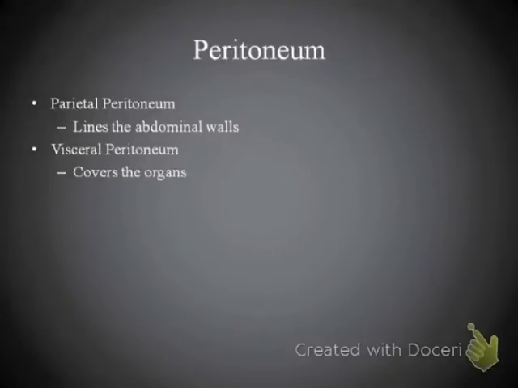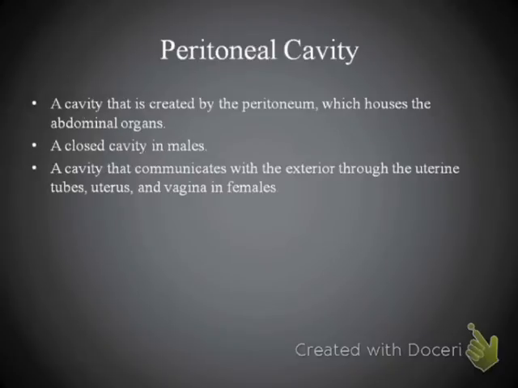And so let's discuss the peritoneum once again. As we saw, we have the parietal peritoneum and the visceral peritoneum. Much like the way the parietal and visceral pleura are with the lungs, the parietal peritoneum lines the abdominal walls, whereas the visceral peritoneum covers the organs. The peritoneal cavity is a cavity that is created by the peritoneum, which houses the abdominal organs.